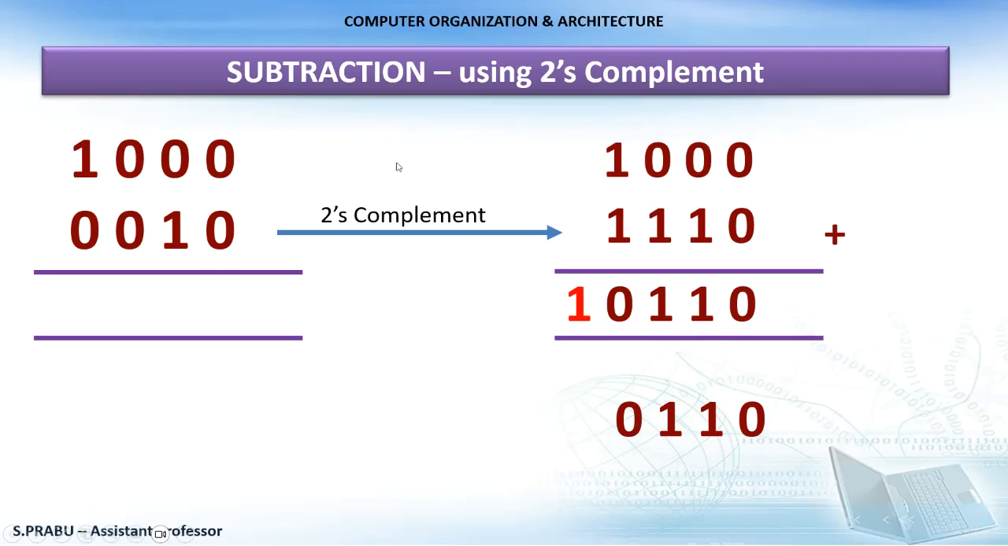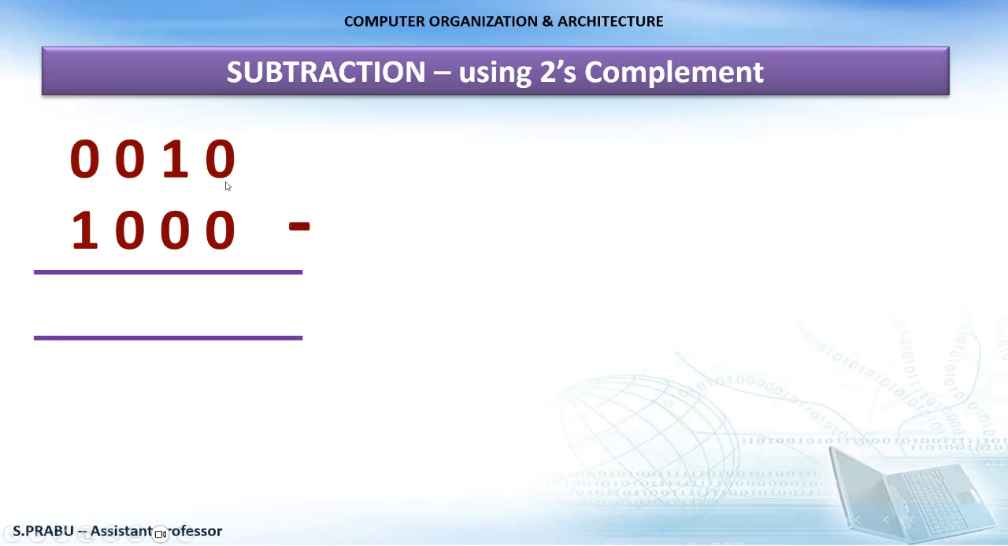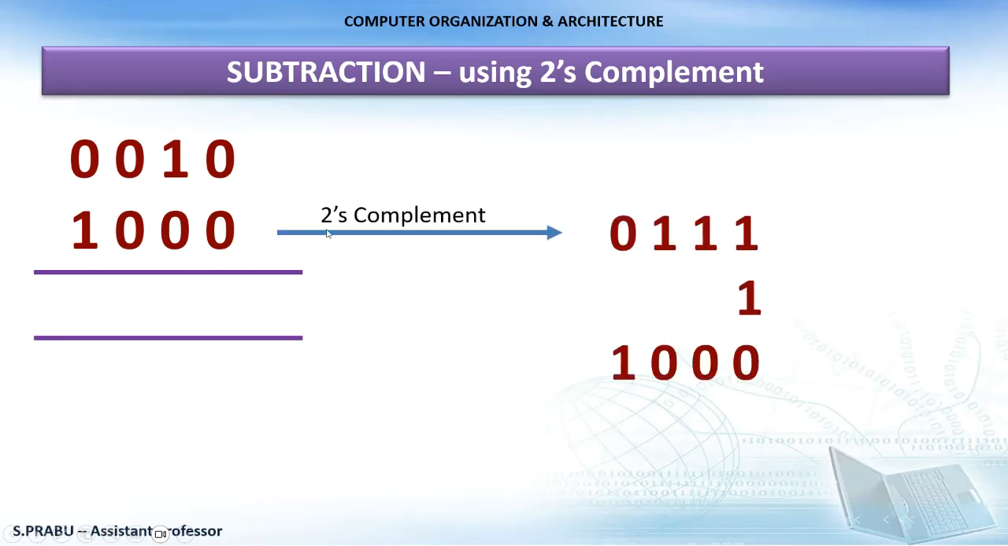Let's apply the same 2's complement method when the first number is smaller than the second number. So the first step is to find the 2's complement for this number. So the 2's complement for 1000 is 1000. First you have to find the 1's complement. So 0111 added with 1 you get 1000.